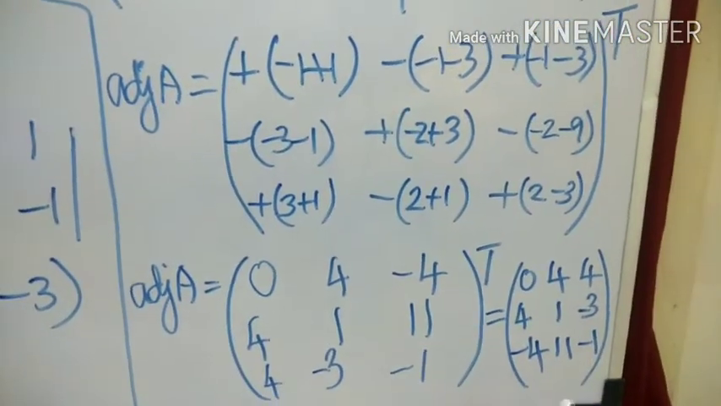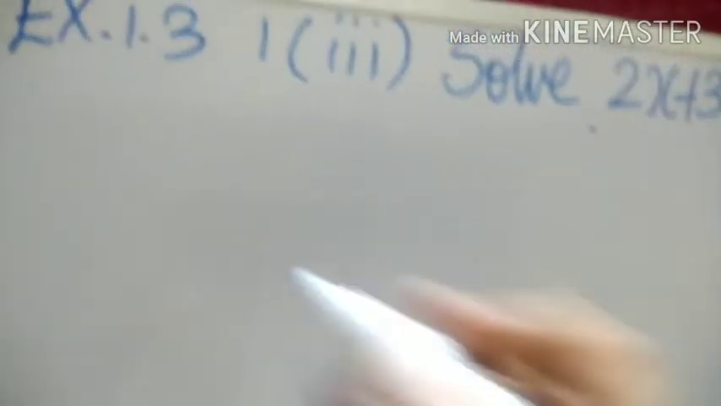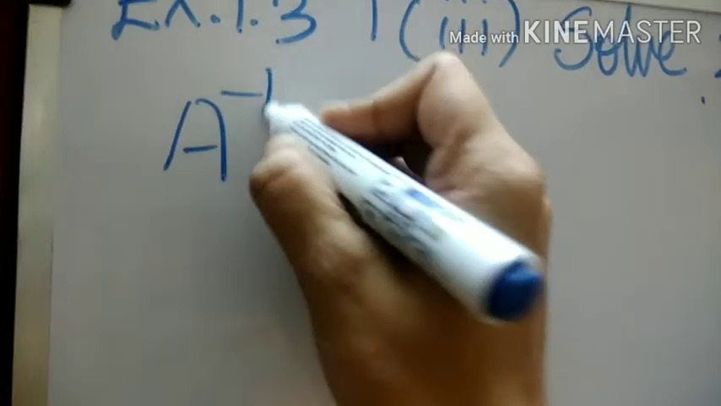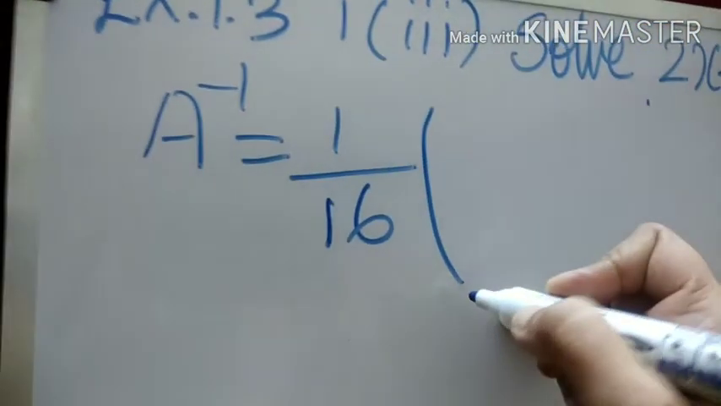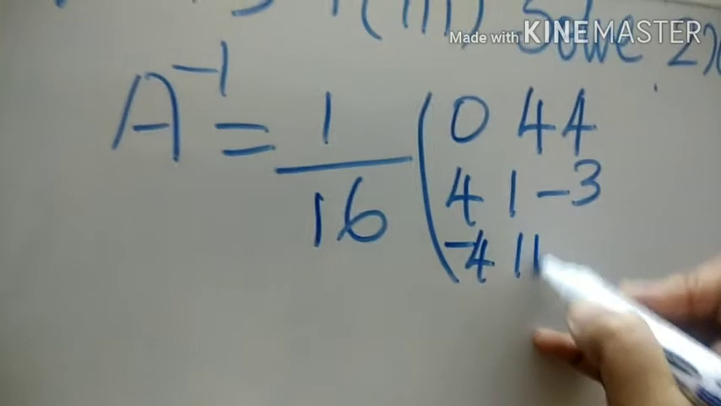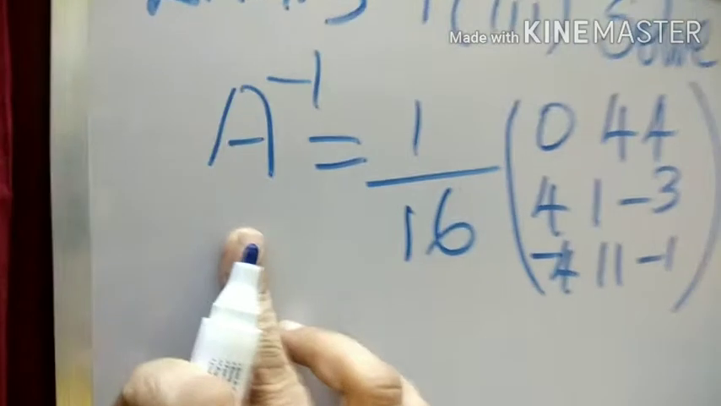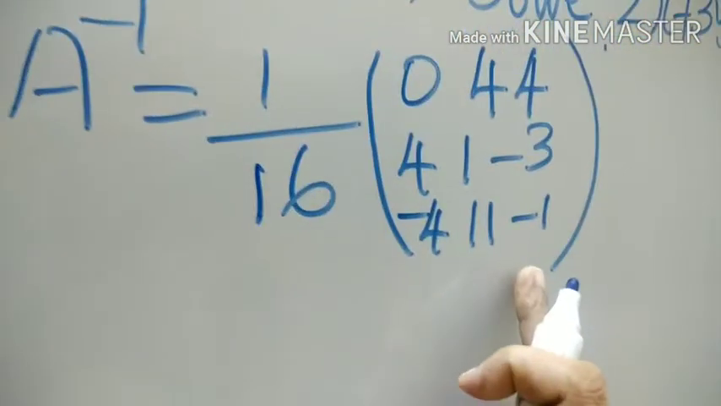Now once I arrive at the adjoint, I have to go to A inverse. So what is A inverse? A inverse is equal to 1 by the determinant value, which I got as 16, so 1 by 16 into the adjoint value we already have: 0, 4, 4, 4, 1, minus 3, minus 4, 11, minus 1. So we have written A inverse is equal to 1 by determinant A into adjoint.